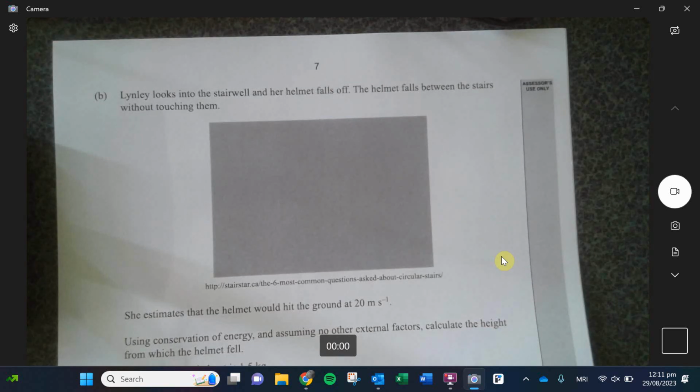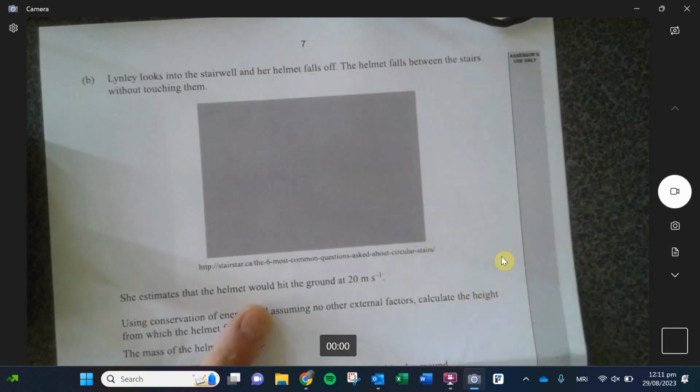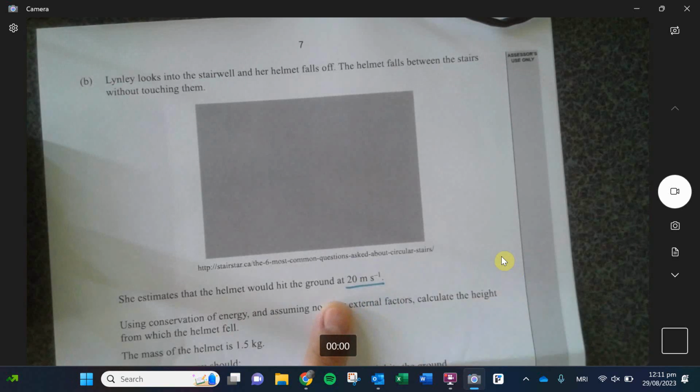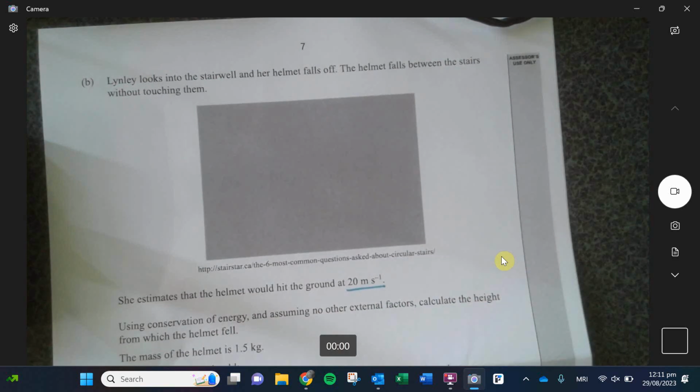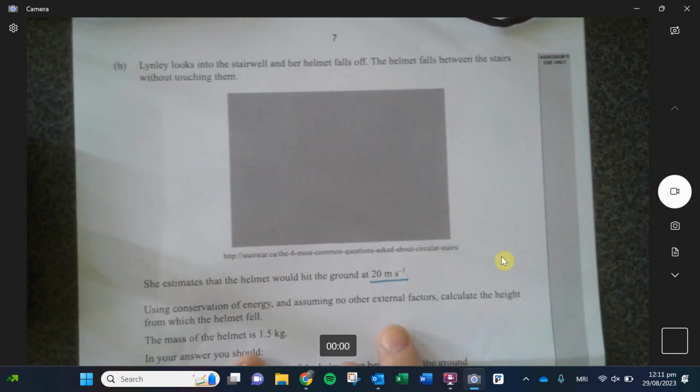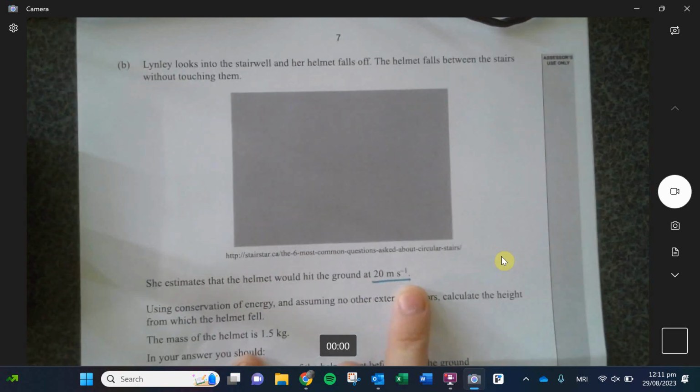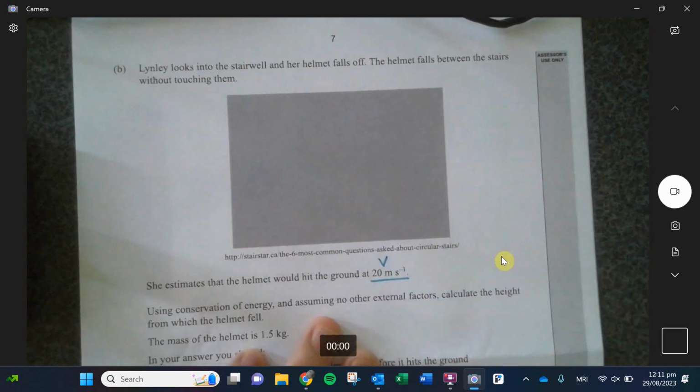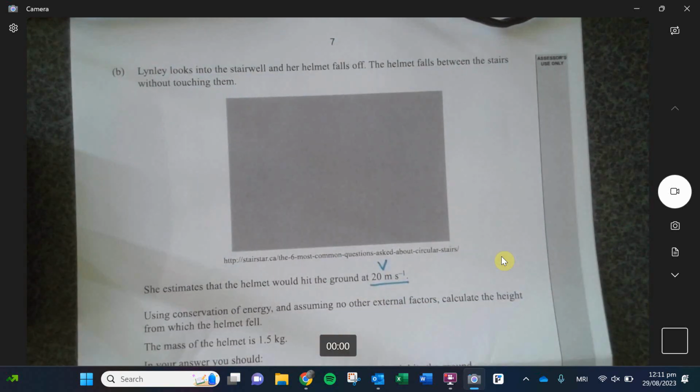So we are talking about Lindley, who looks down the stairwell and her helmet falls off. The helmet falls between the stairs without touching them. So it's like straight down, no interference. She estimates that the helmet would hit the ground at 20 meters per second. Whenever they give me a value, I like to underline it to make sure I know what I'm using. And I can see by the units they've given me, it's meters per second. So that tells me that that is a velocity. So I'm just going to note that with the V so I can think about how I'm going to be using that information. Are we okay with that so far?